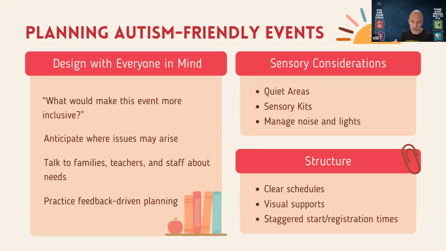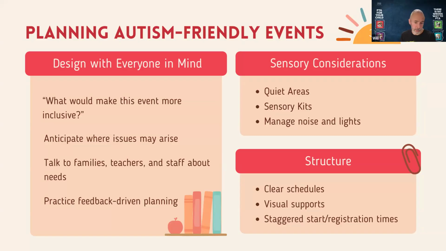Same thing with lights. You're having a spirit night or family fun night at a skating rink. You might say, we have no control over what happens there. So again, you might be communicating that to families. Hey, they're going to have strobe lights. It might be worth asking the question, or even asking the venue, hey, if we have any issues, are we able to dim the lights? Are we able to brighten the lights? Those are the kinds of things we want to think about. And then when it comes to schedule, the clearer the schedule that we can provide families, the better. That might include visual supports, maybe even staggering the start and registration times.